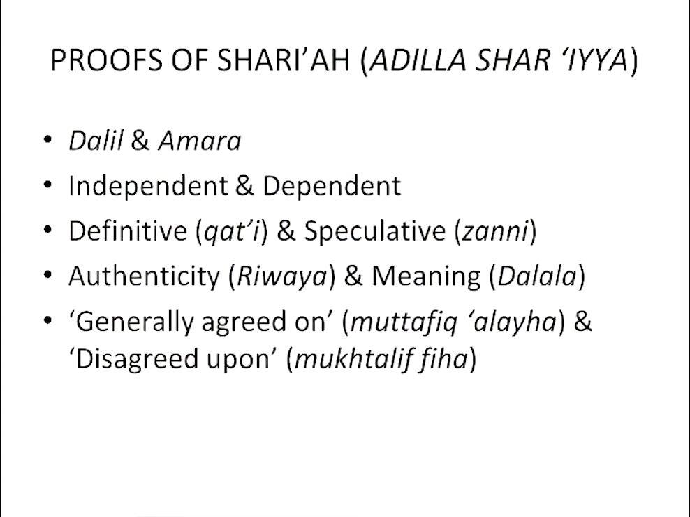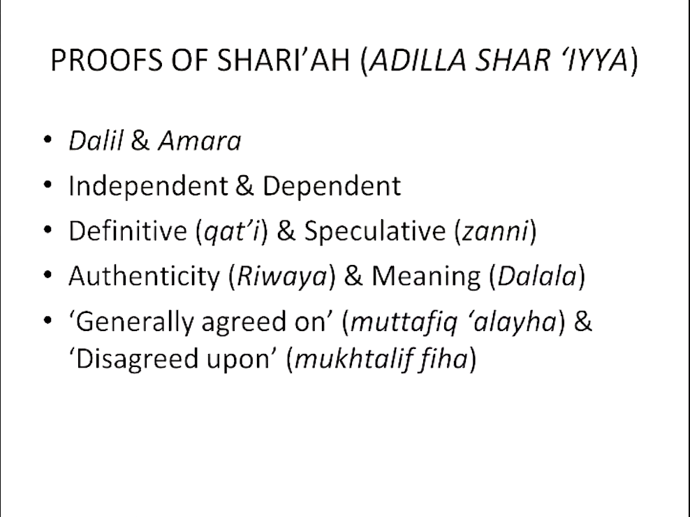speculative rules. The next classification of adilla shar'iyya is into independent and dependent proofs. Independent proofs are three: the Quran, Sunnah, and general consensus or ijma. Despite the fact that ijma depends on a basis or sanad in the higher sources, once it is concluded, it stands on its own feet and it is an independent source. All the other sources belong to the second category of dependent sources.